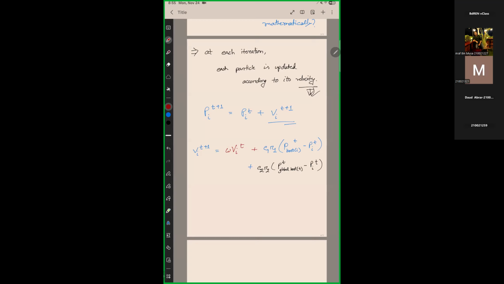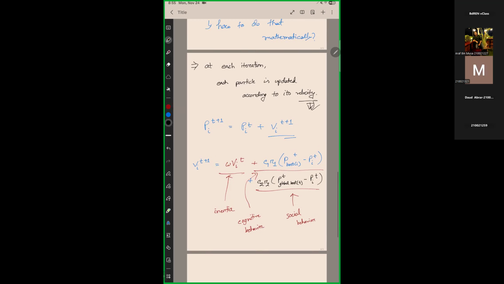So what are these terms? Okay. This one, the first one, is called inertia. The second term you have here is your cognitive behavior. And the third term here is the social behavior. So what is inertia? I have here W, that is a proportional constant. We'll discuss it a little bit later. Multiplied by the current velocity. Everyone has their own velocity, multiplied by that value. That will matter a lot.